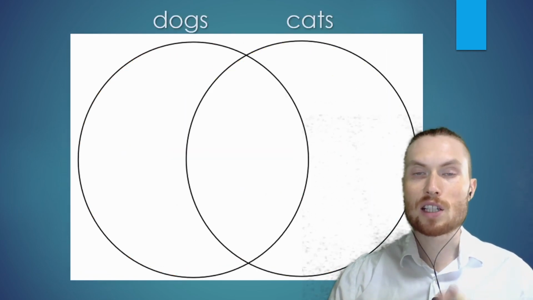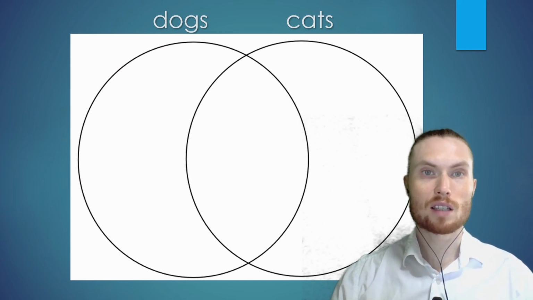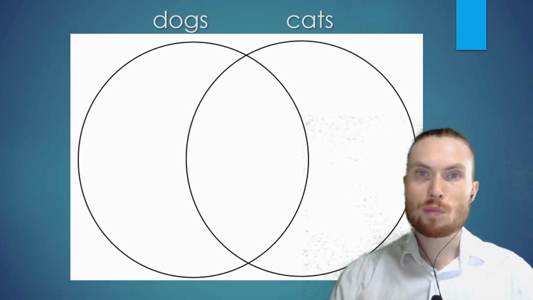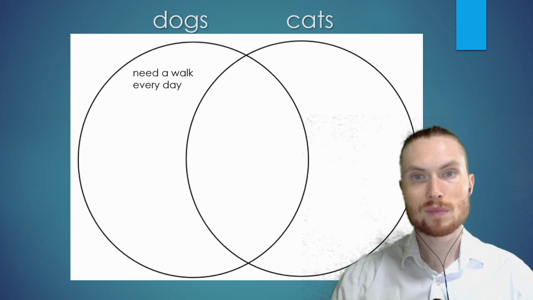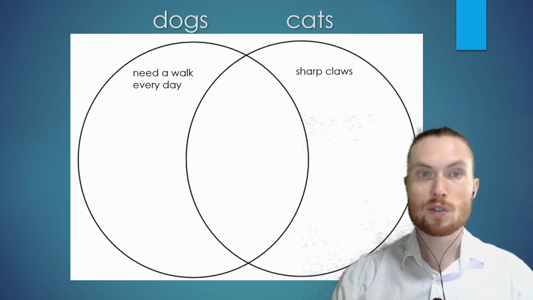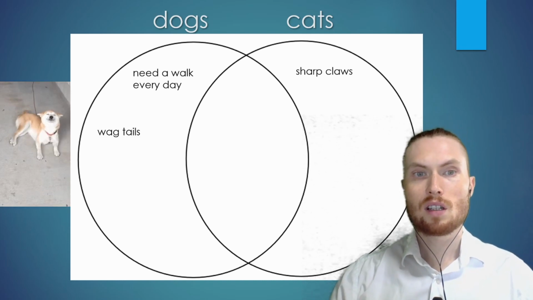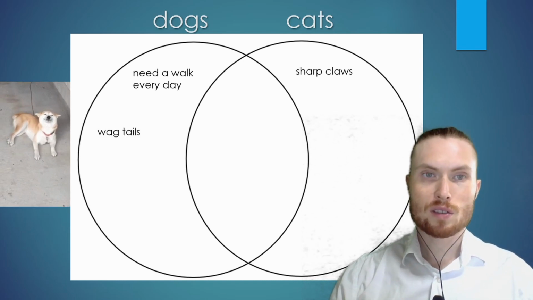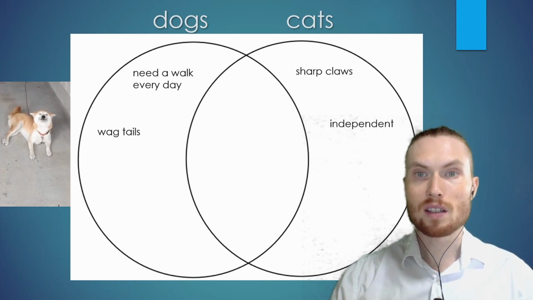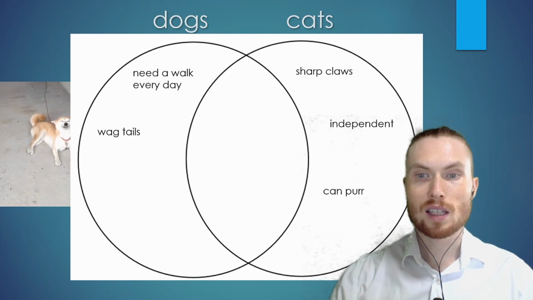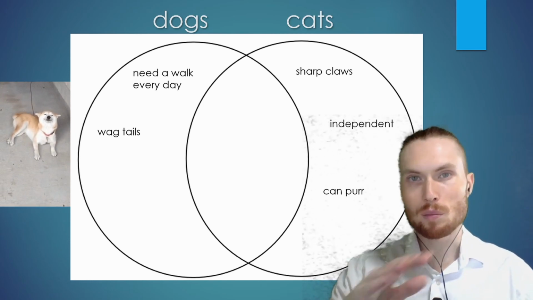So let's look at some actual specific information to go into this Venn diagram about dogs and cats. So what's something we can say about dogs? Dogs need a walk every day. Cats have sharp claws. So only dogs need a walk, and only cats have sharp claws. Dogs wag their tails, as we can see in that picture. Cats are independent. Cats can purr. So purring is the happy sound a cat makes when you pet it.